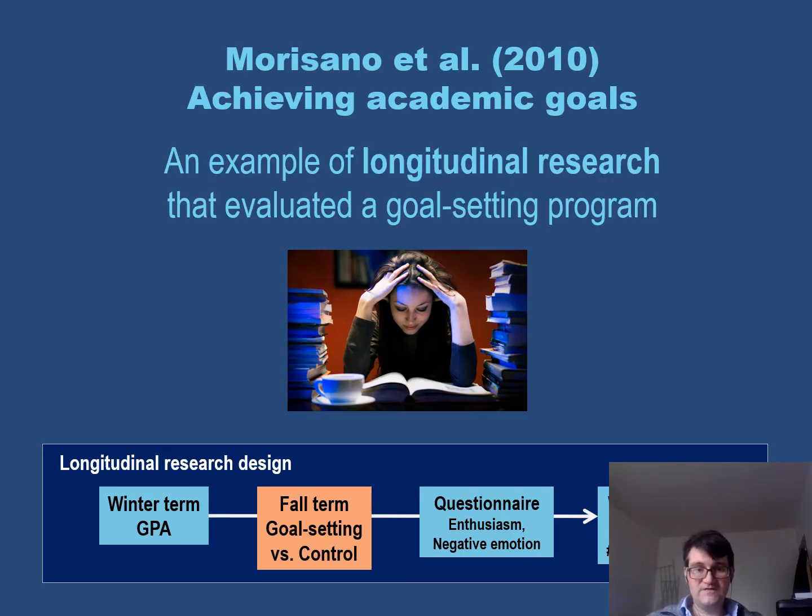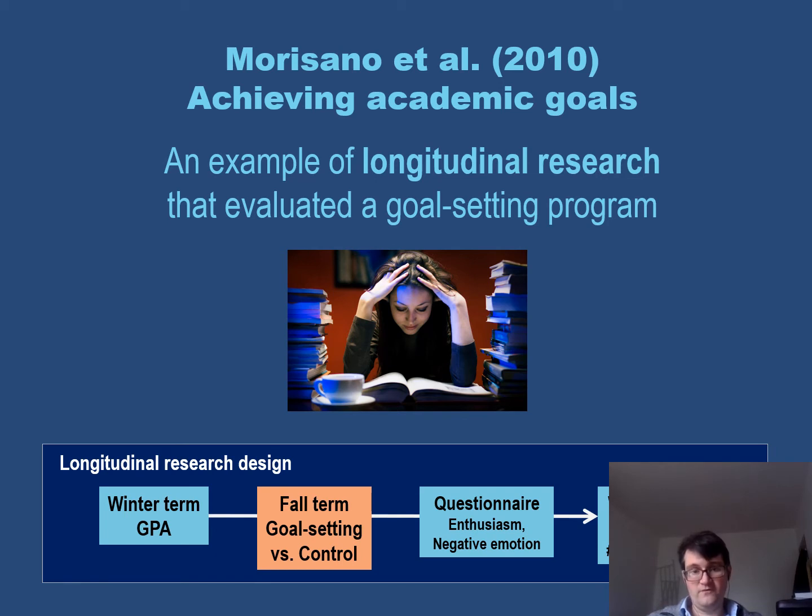So with Morisano here, this is the basic design. We have our pre-measure, which is the winter term GPA. We have the intervention, which is the fall term goal setting versus control, and then the questionnaire, which was enthusiasm and negative emotion, and then the winter term GPA and the number of discontinued courses, right? So that's what we've got.